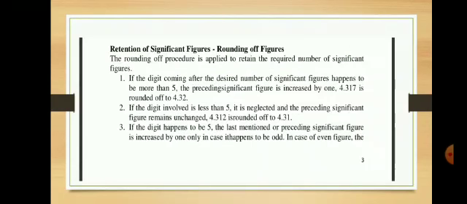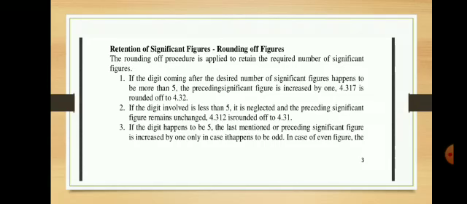Retention of significant figures. Rounding off figures. Rounding off procedure is applied to retain the required number of significant figures. First one, if the digit coming after the desired number of significant figures happens to be more than 5, the preceding significant figure is increased by 1. Example, 4.317 is rounded off to 4.32. Second, if the digit involved is less than 5, it is neglected and the preceding significant figure remains unchanged. Example, 4.312 is rounded off to 4.31.